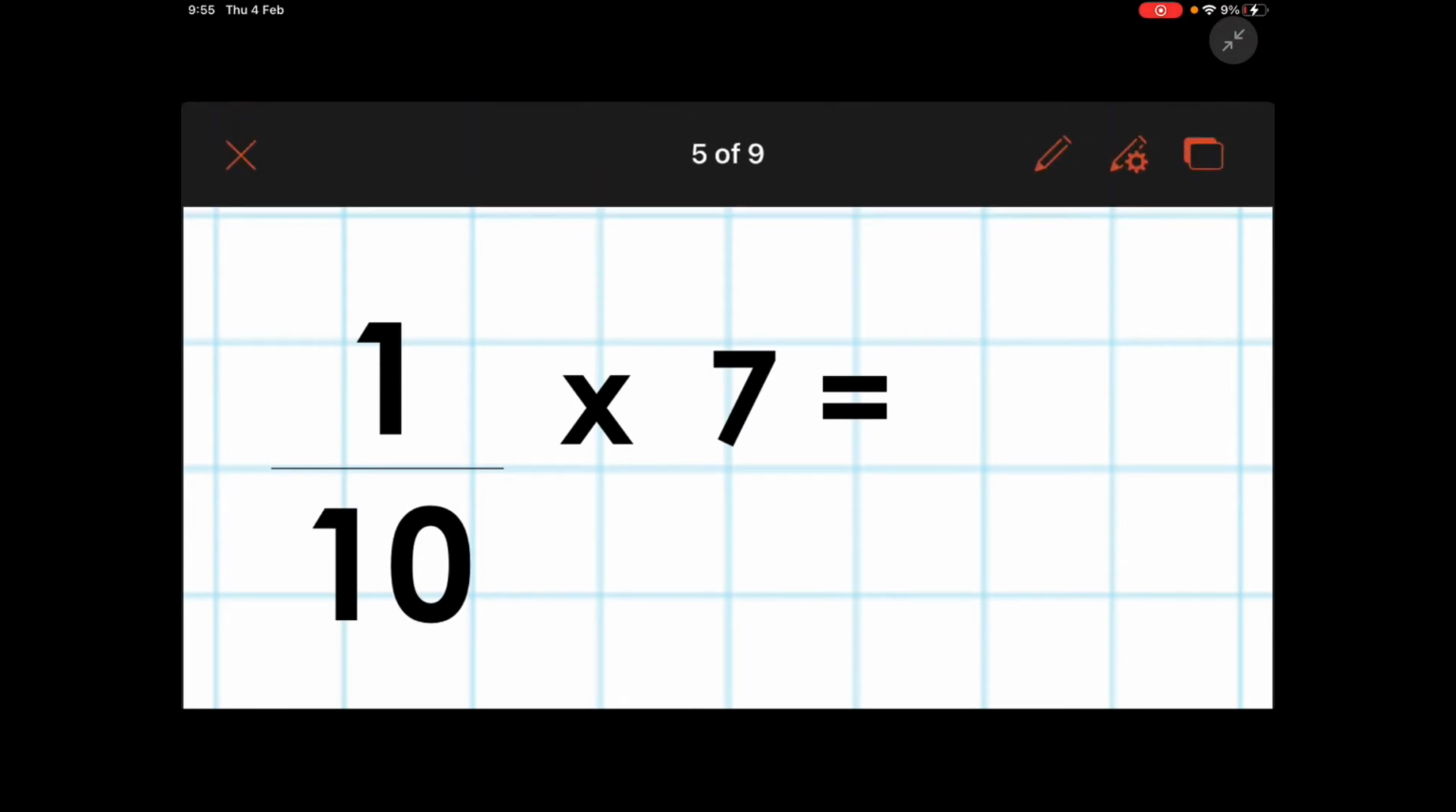And another one. I'm going to go ahead and express my whole number as a fraction. I'm going to multiply the numerators together. 1 times 7 is 7, and 10 times 1 is 10. Now I'm going to check to see if it can be simplified, and it can't. So the answer is 7/10.